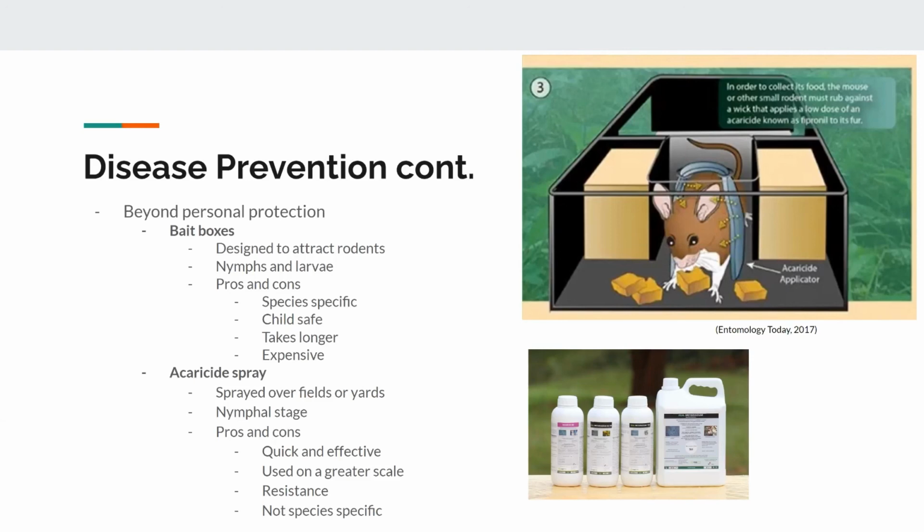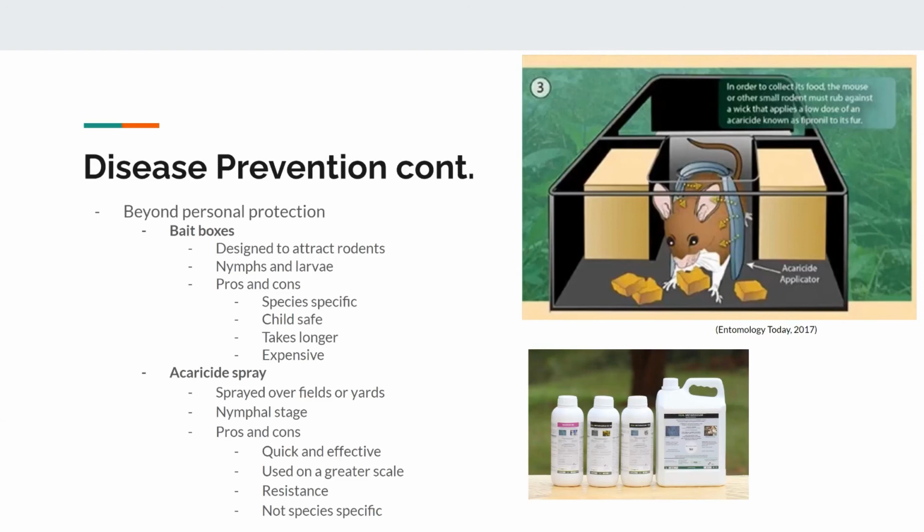The second method is acaricide spray. In the Pacific Coast, the best time for an area-wide acaricide application is in the late spring, mid-May through mid-June, when the ticks are in their nymphal stage, although another application can be done in the fall to target adult ticks. This can be done with aerial sprays over fields and yards. Pros include the fact that it's quicker and an effective method to kill ticks. Also, this method can be used at a greater scale and can treat acres of land at a time.